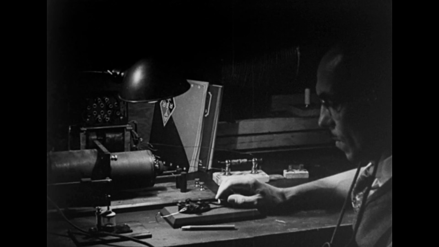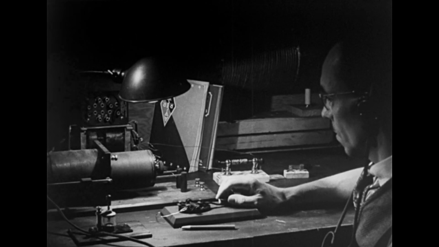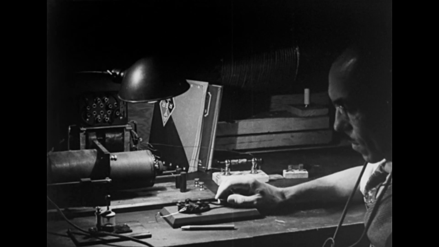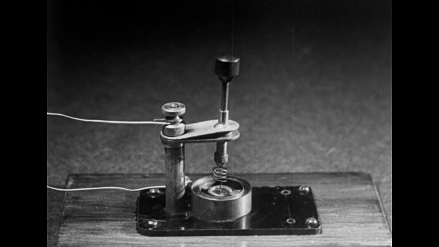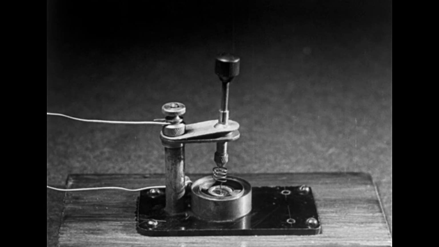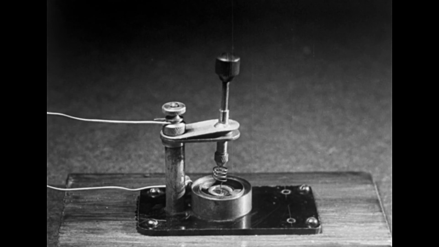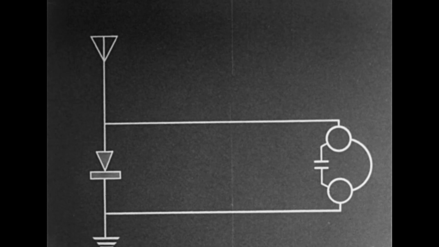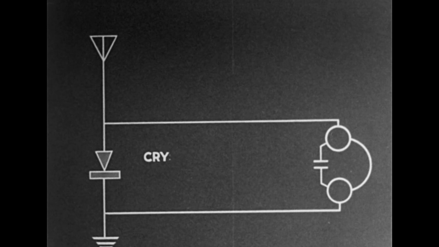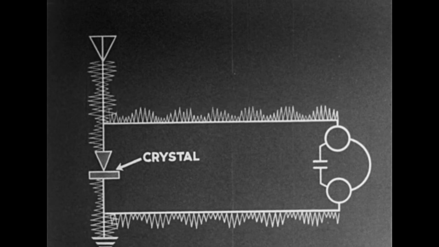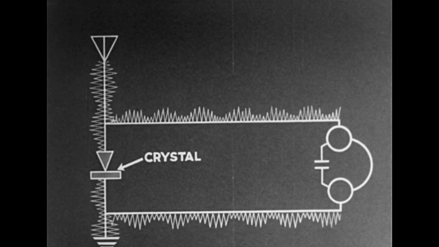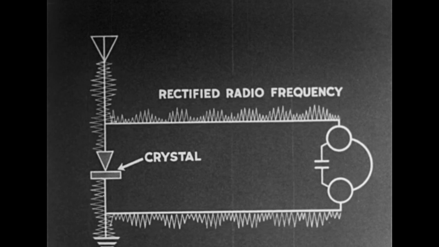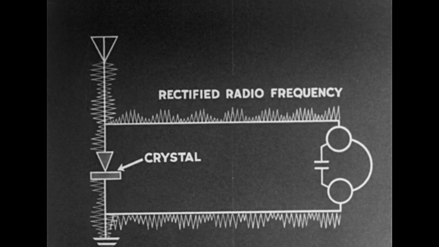The reception of code signals over great distances through the medium of radio marked one of the great advances in science. The use of the crystal made this possible. It changed radio frequency impulses into audio frequency current variation. Certain crystals have the property of allowing the passage of a current of electricity in one direction while denying its passage in the other. Half of the wave passes through it. The other half, constituting the rectified radio frequency, cannot pass through the crystal.